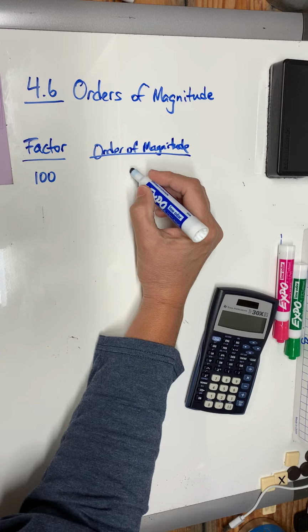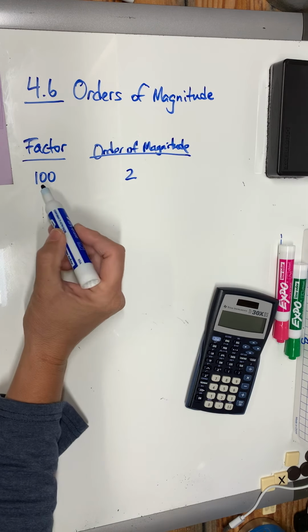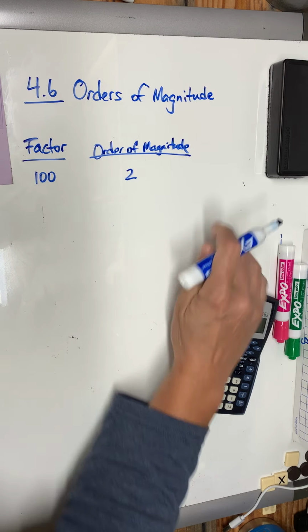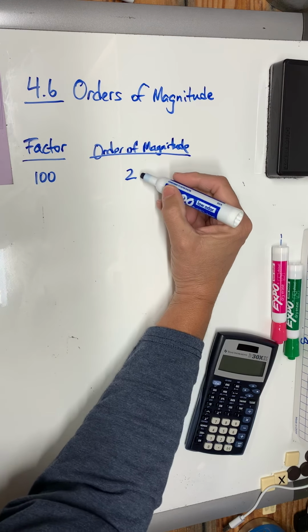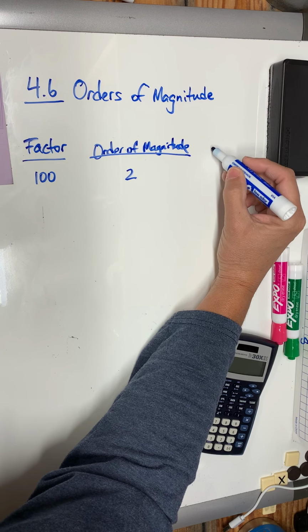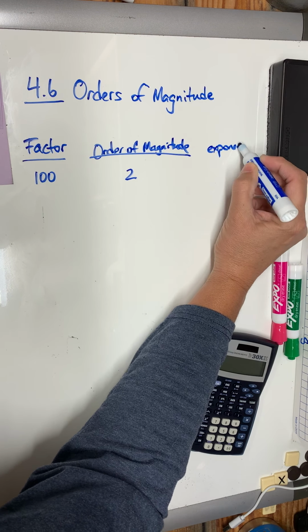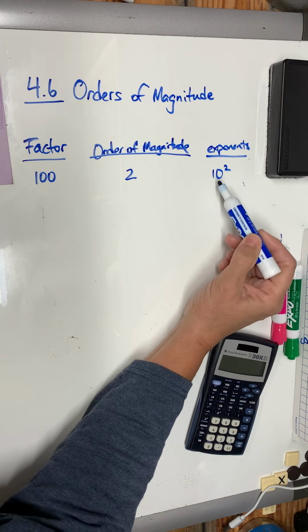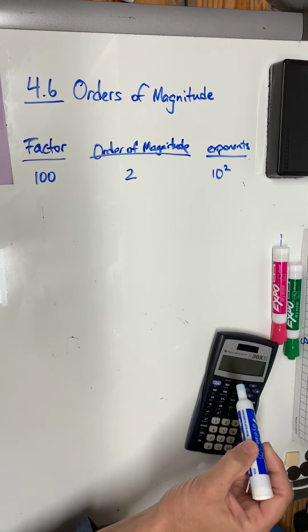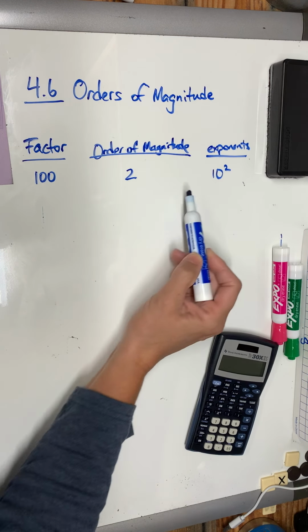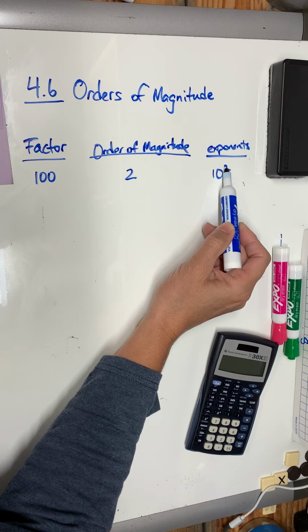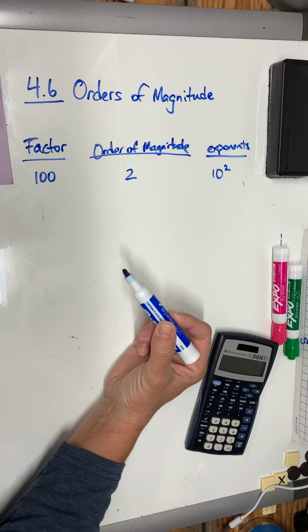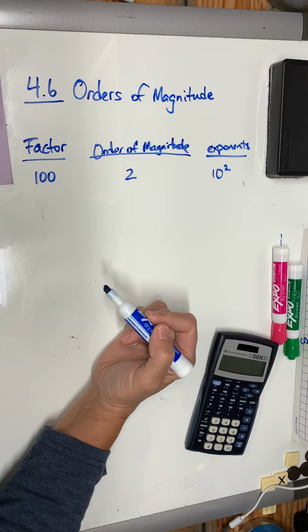So the order of magnitude would be 2, and the 2 comes from the number of zeros after the 1 here, okay? The other way that I could describe that is using exponents, and it would be 10 to the 2 power. So if you typed in 10 to the 2 power into your calculator, you'll get 100. And the 2 power tells me that that's 2 zeros after the 1, and we call that 2 the exponent or the order of magnitude.